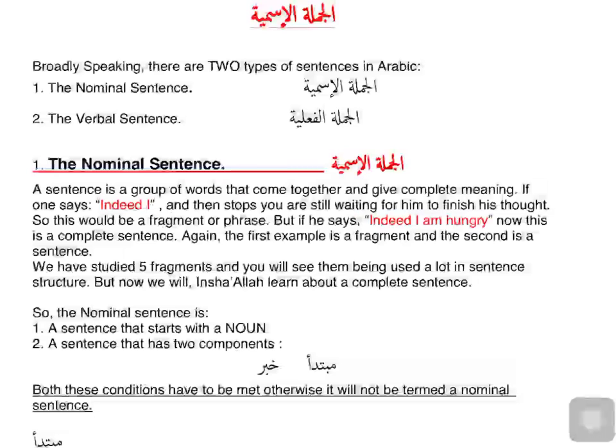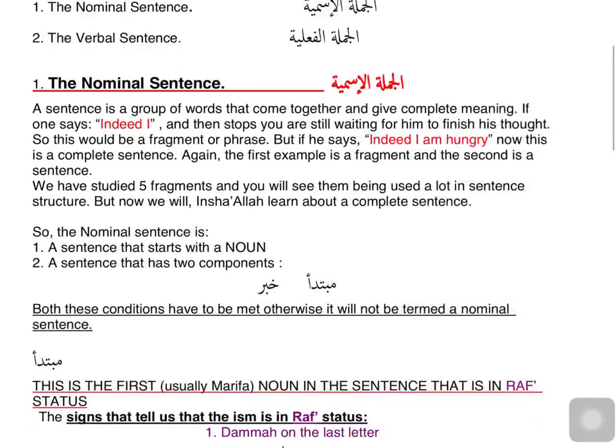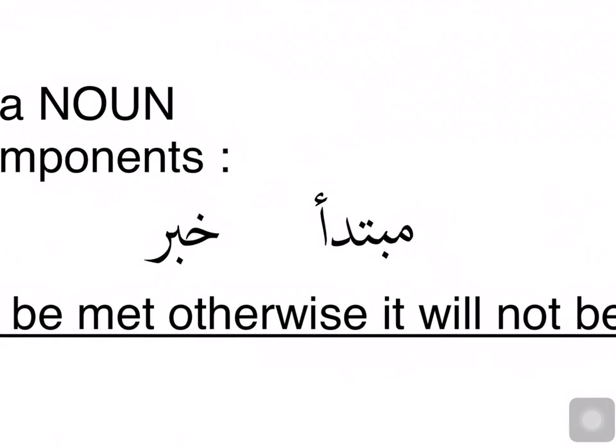Now what do I do with it? A Jumla Ismiya basically has to have 2 things. A Jumla Ismiya has to have a mubtada and it must have a khabar. Mubtada is what I would call in English the subject of the sentence, and khabar is what will be called the predicate. Predicate gives information about the subject. Khabar gives information about the mubtada.